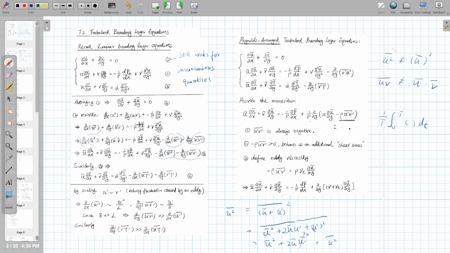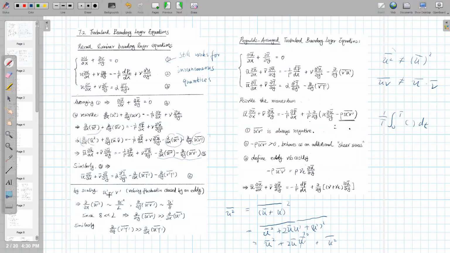And also for the energy equation, okay, when you do the Reynolds average, you will also obtain 2 additional terms, partial U prime T prime on X and partial V prime T prime on Y. Okay. Also, we can do some scaling analysis.